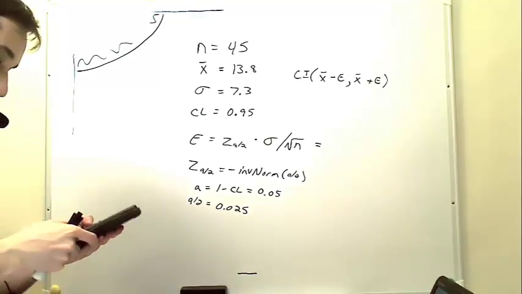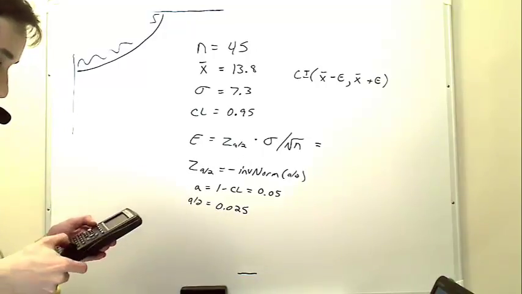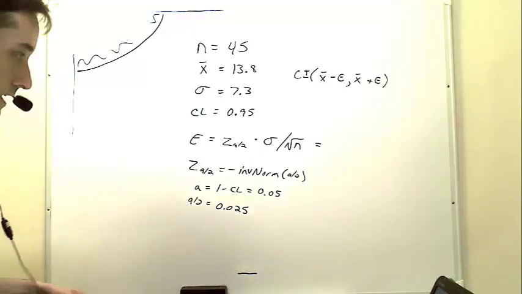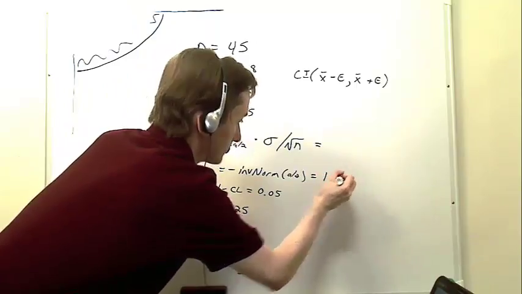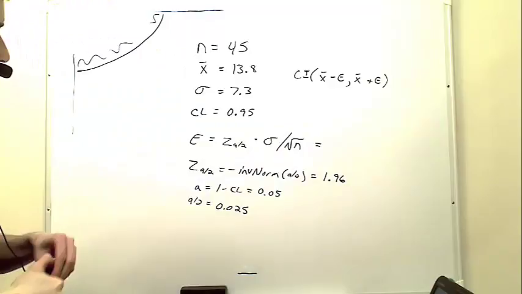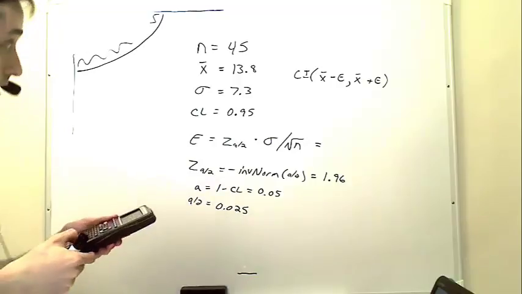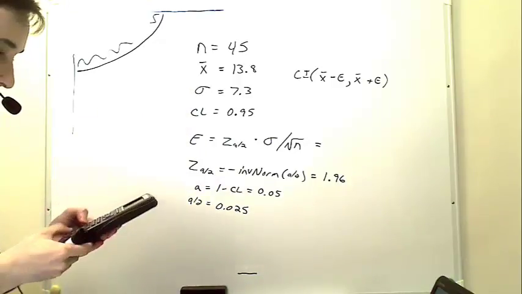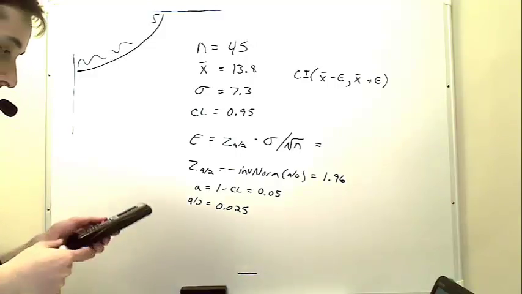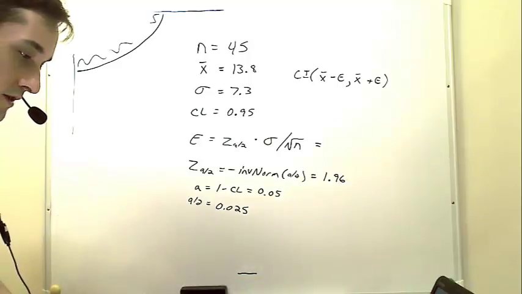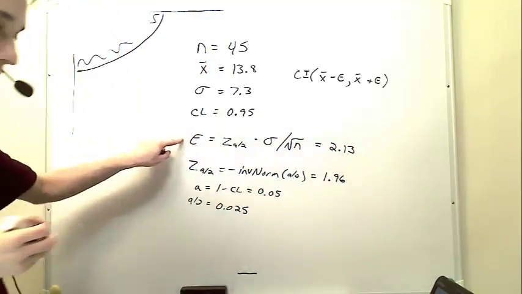So take the negative INV norm of 0.025. That is 1.96. We're then going to plug that in here. So we take 1.96, multiply by our population standard deviation, 7.3, and divide by the square root of n, 45. So that comes out to be 2.13. Now that's just our margin of error.